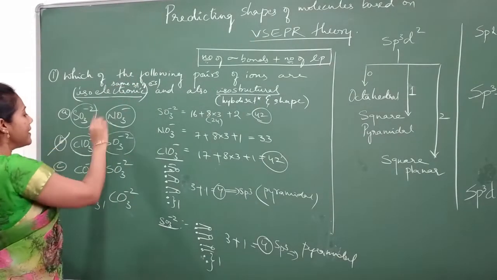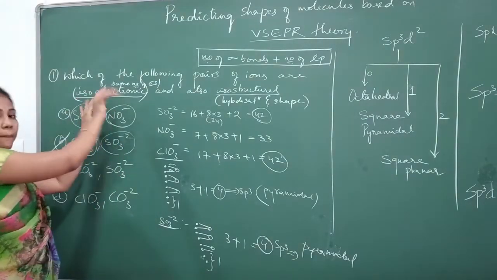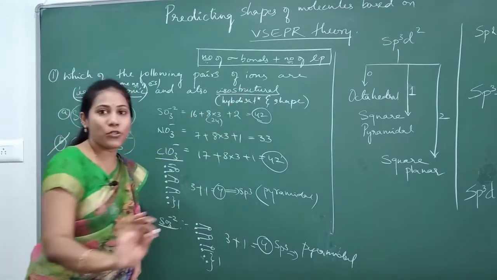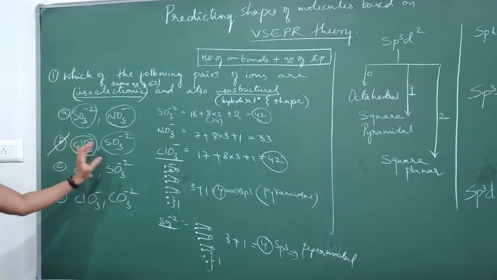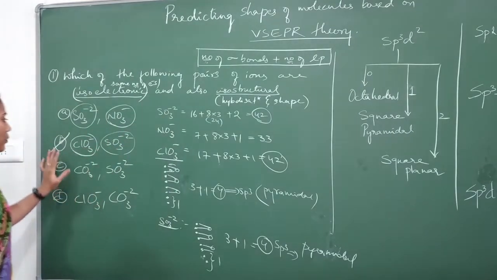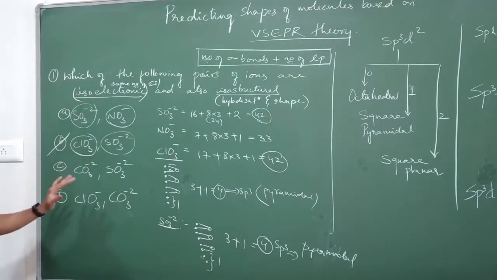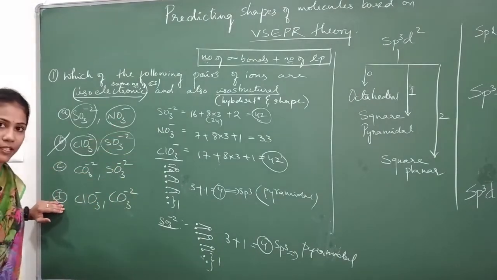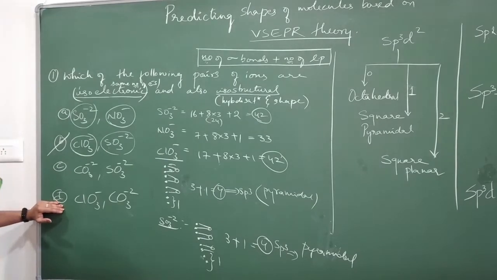They are asking to select the option which should be isoelectronic and it also has to be isostructural. So this is what satisfies the rule, isoelectronic as well as isostructural. So option B is correct. And if you want, you can work the same thing with option C and option D also. It will be a great practice for you. Okay, we'll go for the next question.